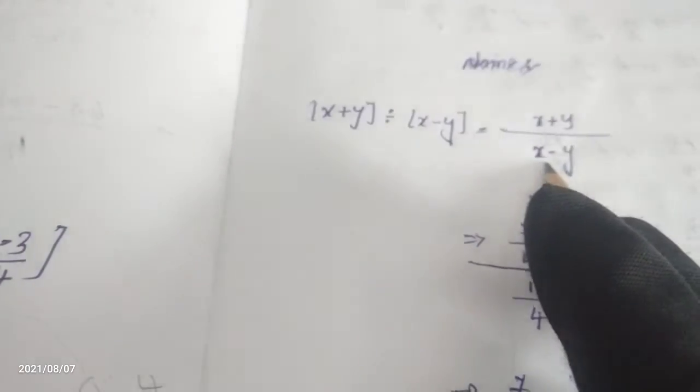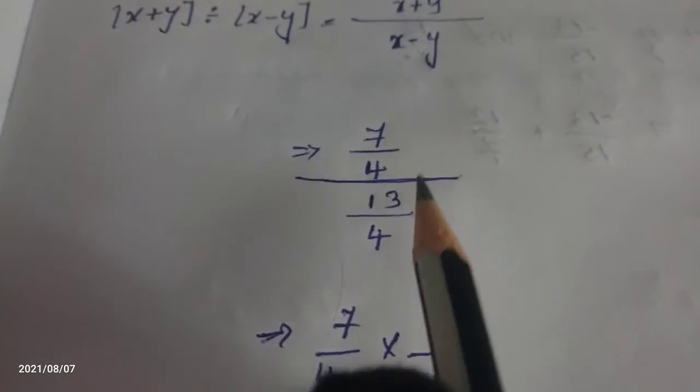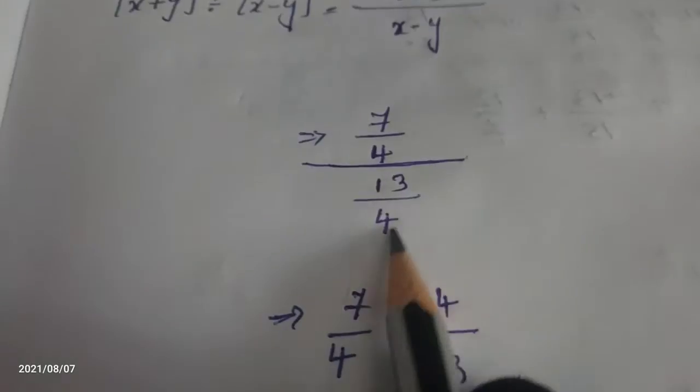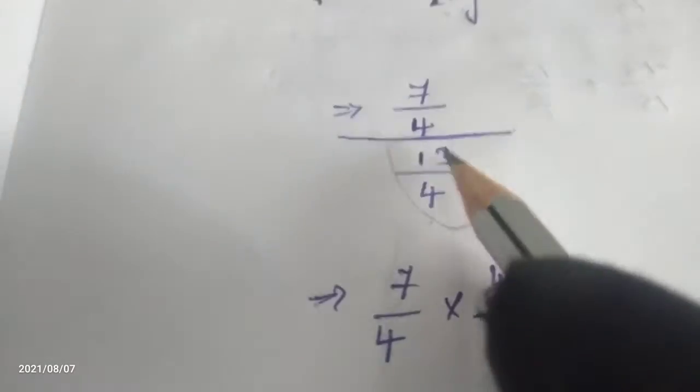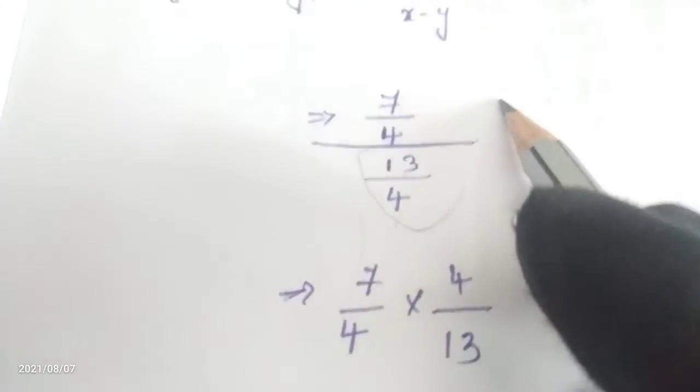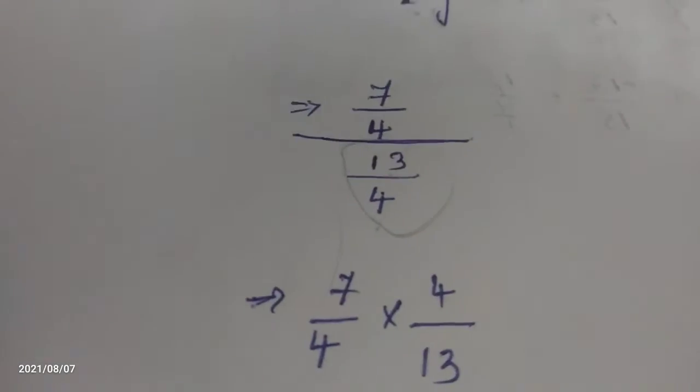Okay, x plus y. What do we get? x plus y, we get 7 by 4. I am writing the numerator x plus y as 7 by 4. What about the denominator, x minus y? What is x minus y? We get 13 by 4. I am writing 13 by 4 in the denominator. I want to put this number on the numerator for easy simplification.